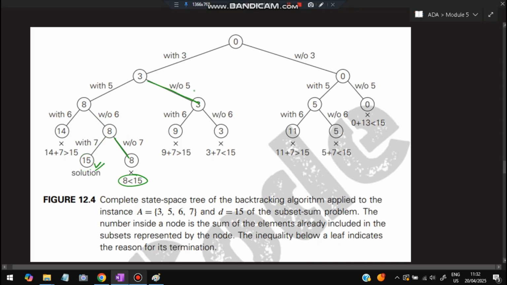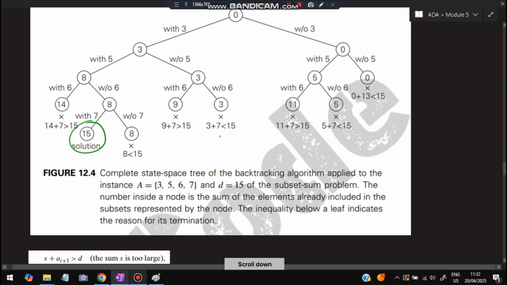Like that, we'll check here also: without 5, with 6, without 6. We check what the sum will be. If it is greater or lesser, we will reject it. Again, here also the same thing. The final sums which we get, if greater or smaller, we reject. If you check all the possibilities with all the numbers, we will find the solution. That is my final answer.